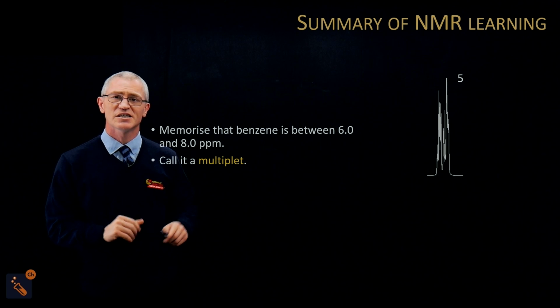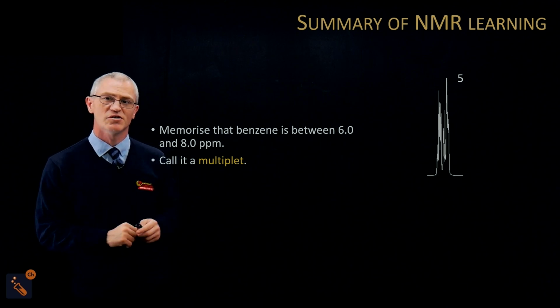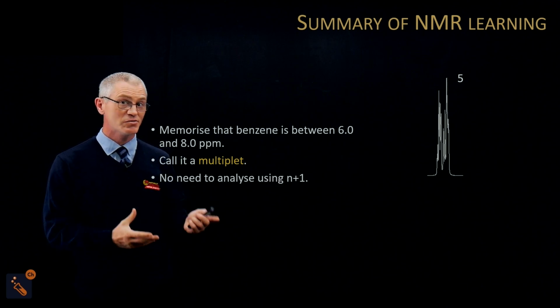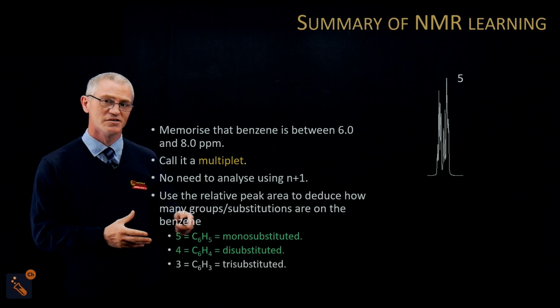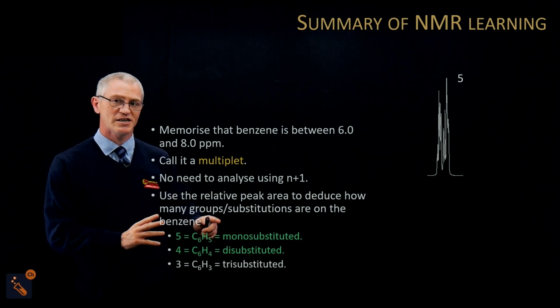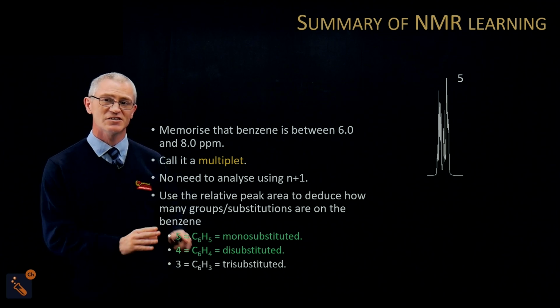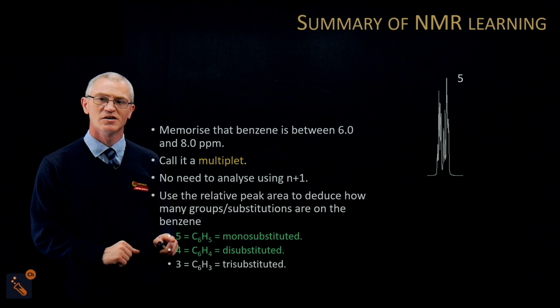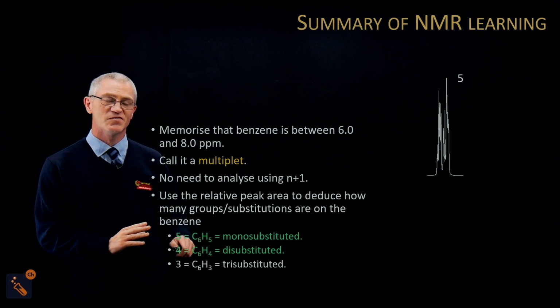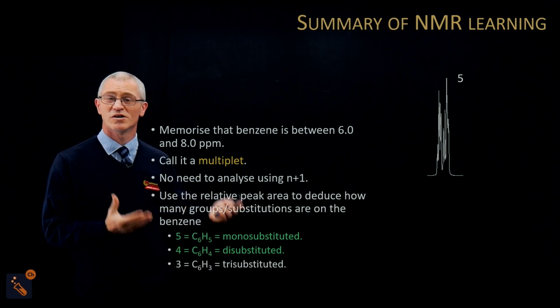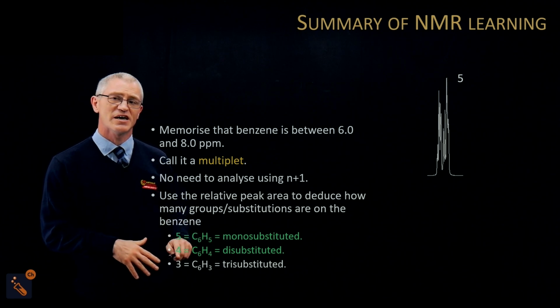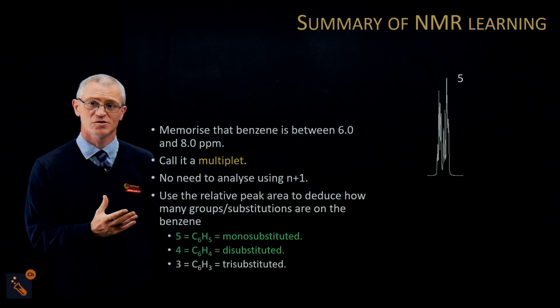Now, if we talk about the relative peak area, that gives you a lot of information. So, you don't need to analyse the peak splitting, but use the relative peak area to deduce how many substitutions there are. So, for example, I've done it in green here because they're the 2 you're most likely to see. If it has a 5, it has a mono substitution, meaning it has 1 group on it. If it has a 4, it has 2 groups on it.